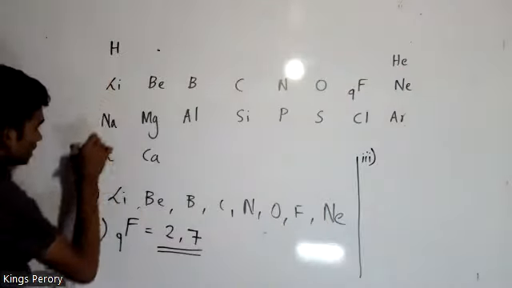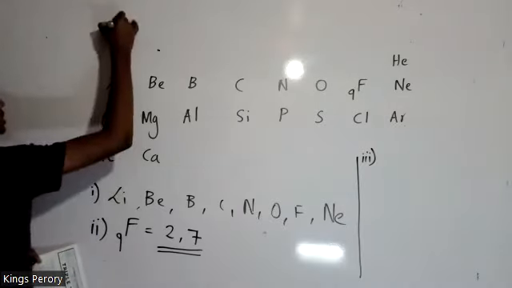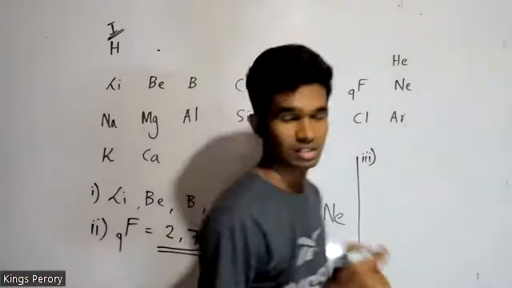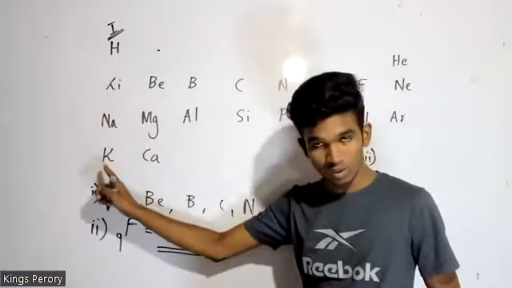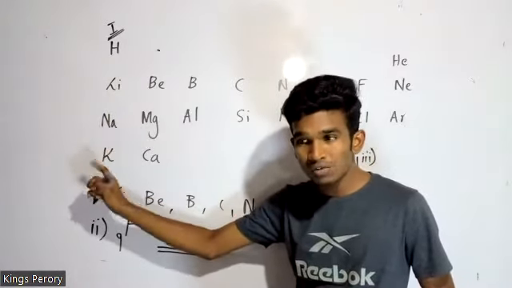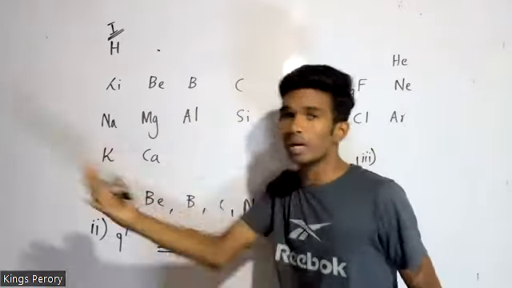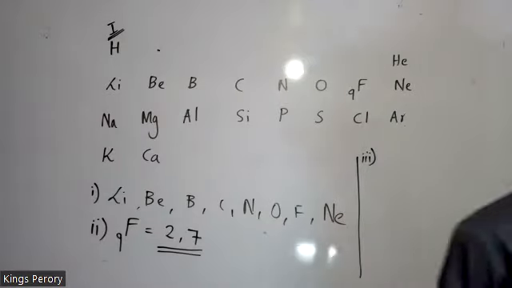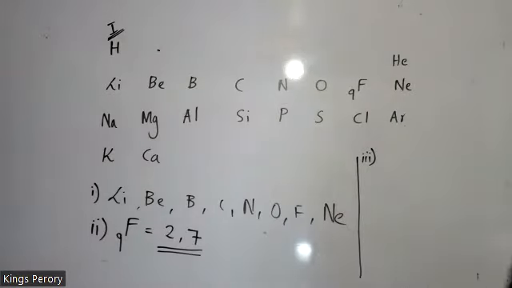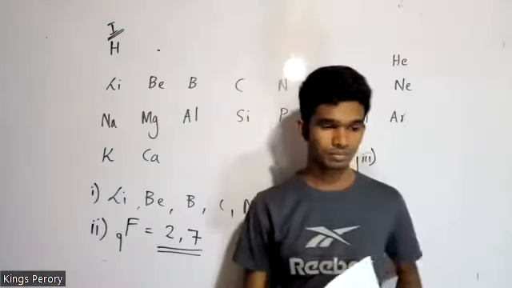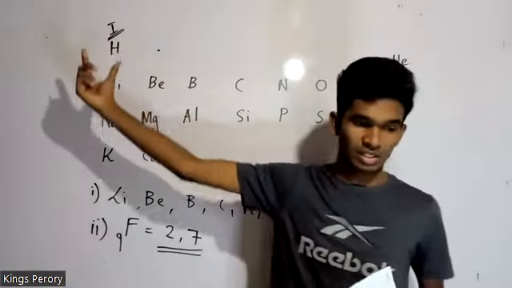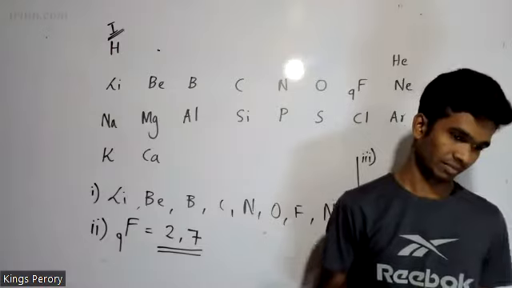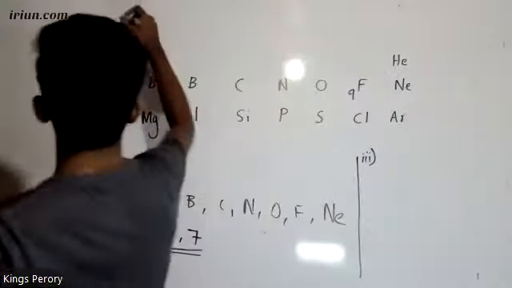Lithium is in the first group. These are first group elements, and that means they are metals. Right? First group elements will like to gain electrons or give electrons. Gain or give. Very good, they like to give electrons.